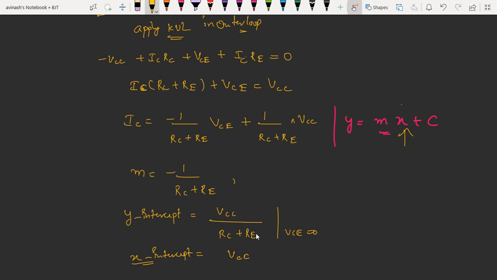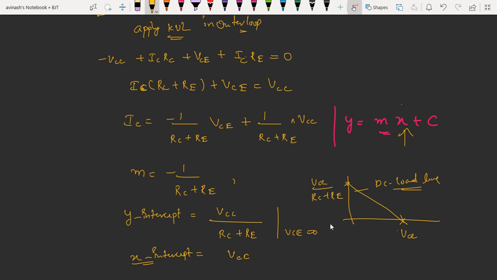Okay. So the graph will be like this. The y-intercept will be VCC by (RC plus RE). What is the x-intercept? It will be VCC. So this will be the DC load line. I hope this point is clear to everyone.